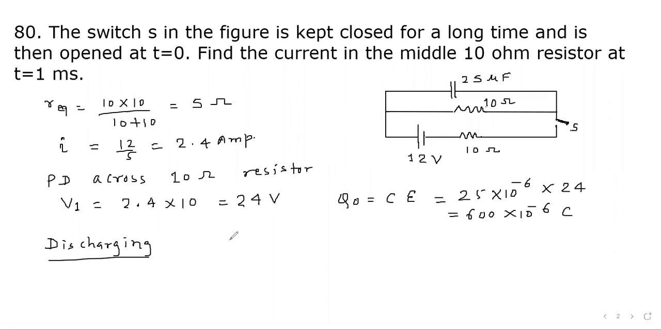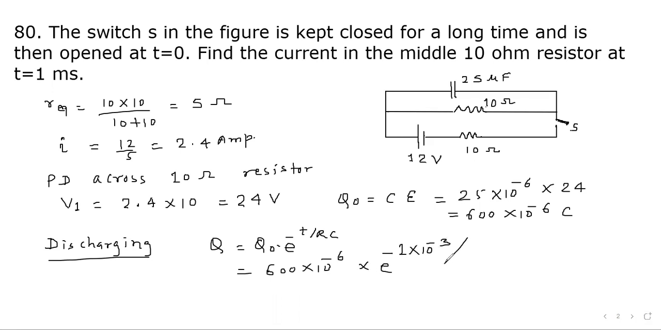in case of discharging, Q equal to Q0 e to the power minus t upon RC. Q0 is 600 into 10 to the power minus 6 into e to the power minus t, time is 1 into 10 to the power minus 3, divided by R. The resistance we have evaluated earlier, but we need it for this circuit only because switch S is open. So resistance is 10 ohm and the C is 25 into 10 to the power minus 6.